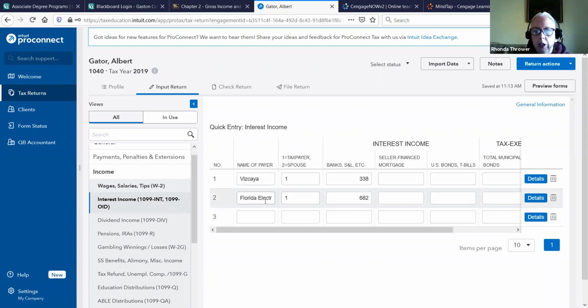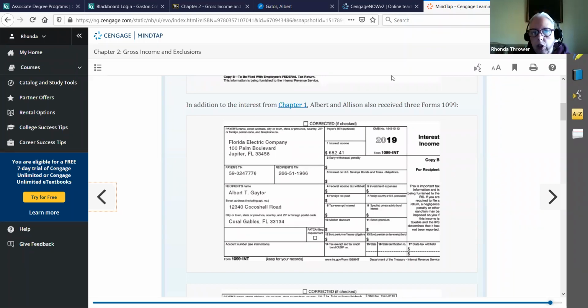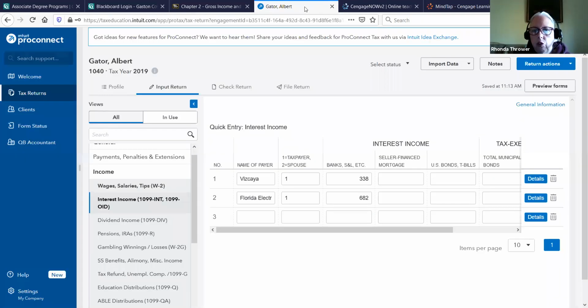We enter the company name here, Florida Electric Company. That 1099 form in the instructions was addressed to Albert Gator. Because it's Albert Gator's interest, we're going to show that that was the taxpayer that we had originally set up as Albert Gator. It wasn't his spouse's 1099 form. The amount of the interest was $682. You just key that in. That's $682, and that's the interest income that's coming from the Florida Electric Company.